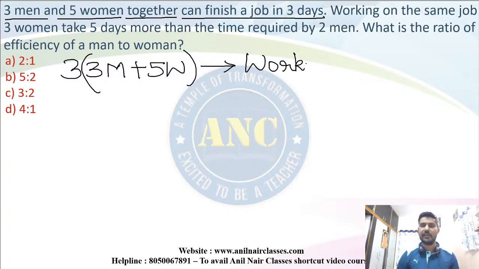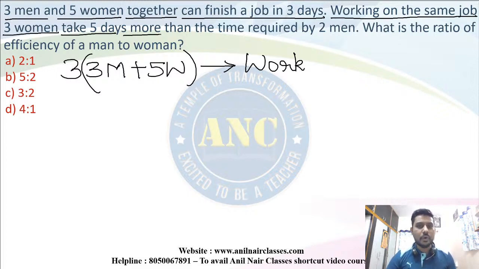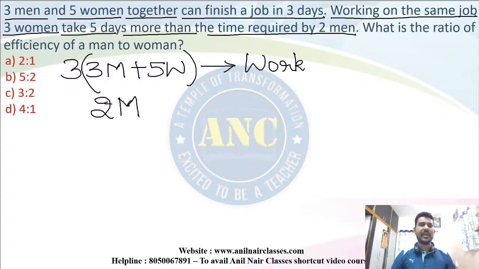That's the first statement. Now, second statement says, working on the same job. The job is the same still. The task is absolutely the same now also. 3 women take 5 days more than the time required by 2 men. That means, however many days 2 men are taking, 3 women are taking 5 days more than 2 men who are working to complete the same task, right?